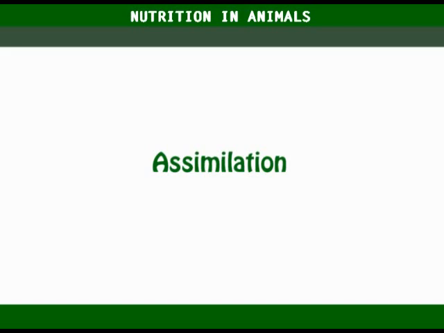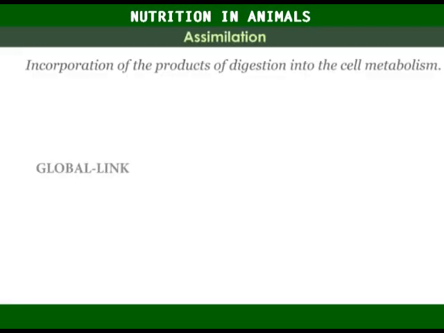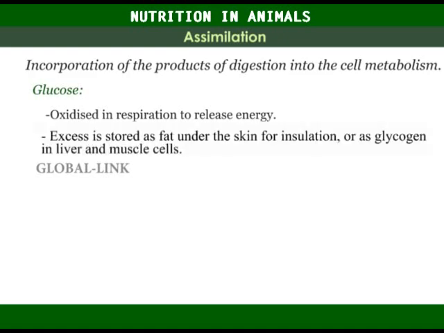Assimilation. Now, assimilation is the incorporation of the products of digestion into the cell metabolism. The different food types are assimilated and utilized as follows. Glucose is oxidized to release chemical energy during respiration, and the excess is stored in the body as fats underneath the skin or in form of glycogen in liver or muscle cells.